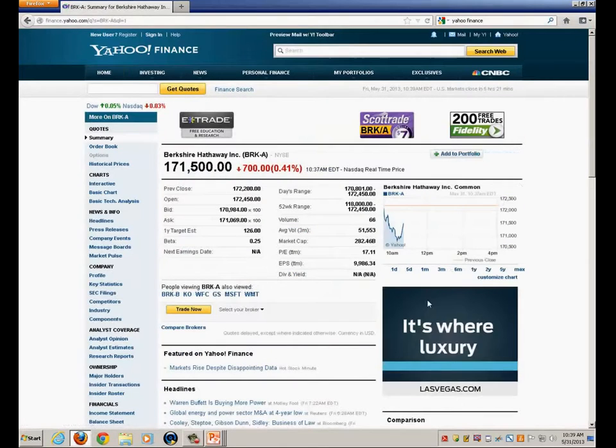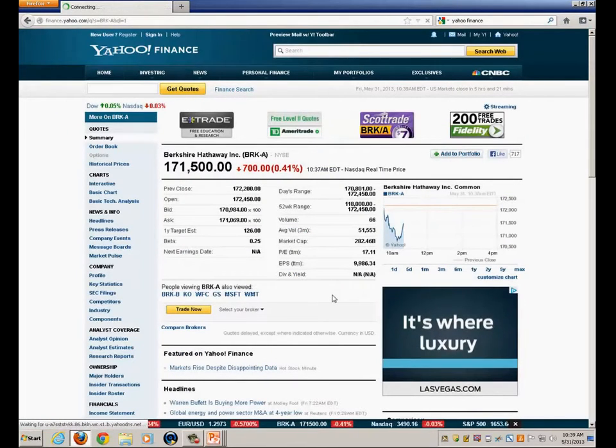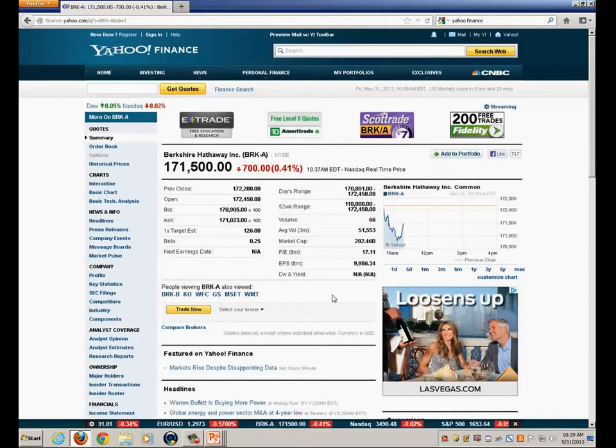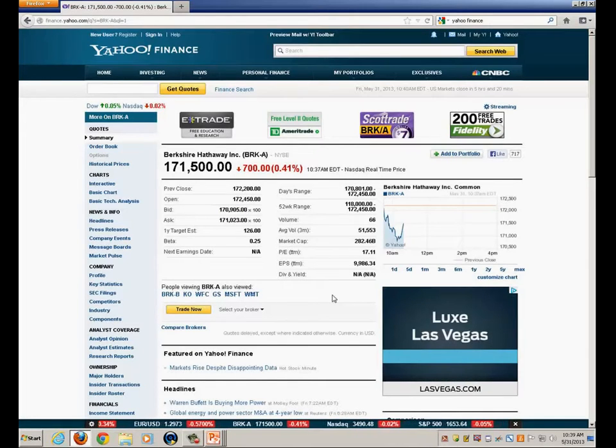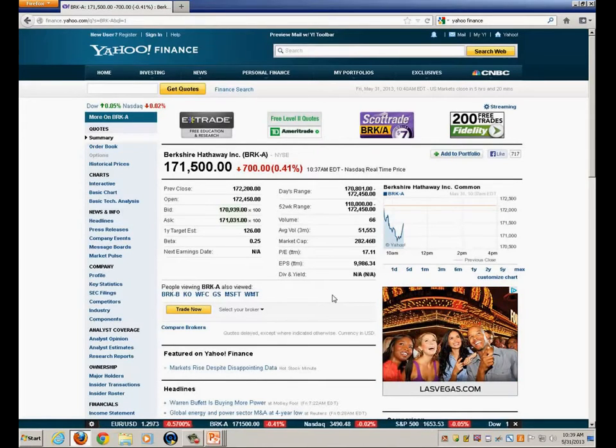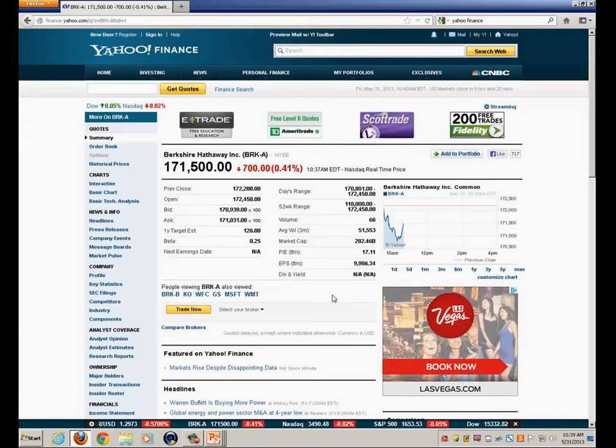Okay, so here's Berkshire Hathaway. It sells at $171,000 a share. You guys want to chip in, buy a share? Their earnings per share, $9,986. That's a bit unusual.